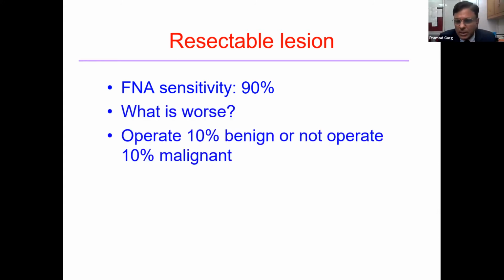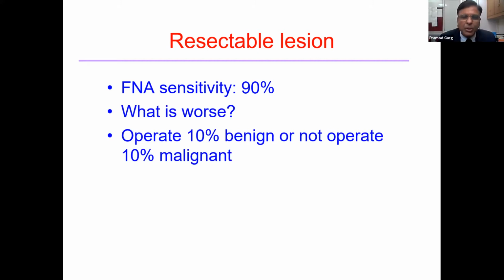Now, what is worse? Suppose you have a patient in whom you operate, and 10%, as I've shown you in two series, are found to have benign disease. Or you do not operate on the 10% who are malignant because your sensitivity is 90%.